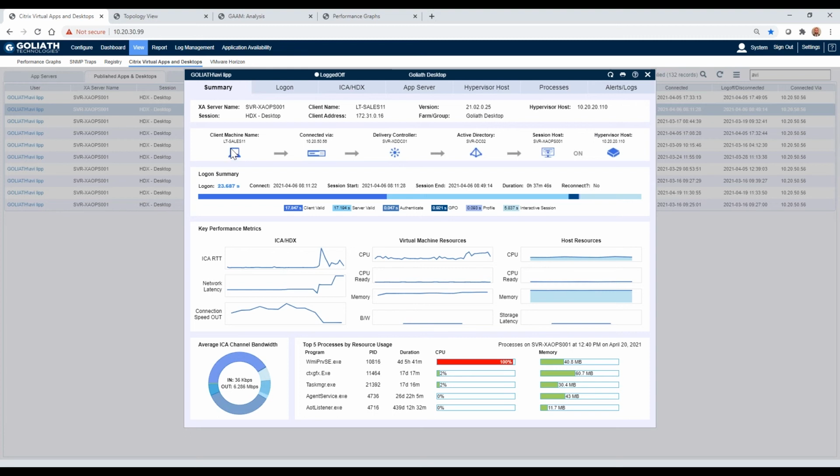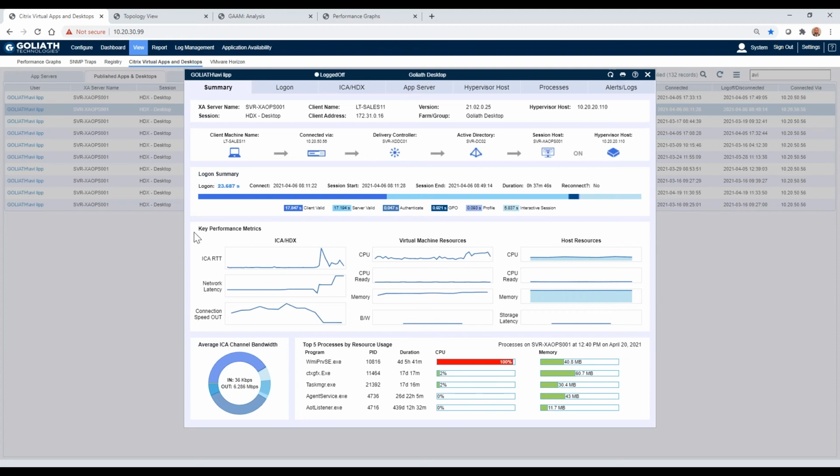So you're able to see the client endpoint machine, how that user connected into the environment. Was this an internal connection? Was it an external connection? The delivery controller brokered the session, AD, the session host, and then the hypervisor host. You have a high-level log-on summary breakdown here.